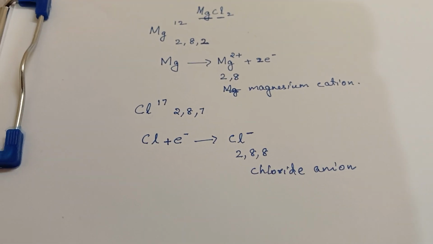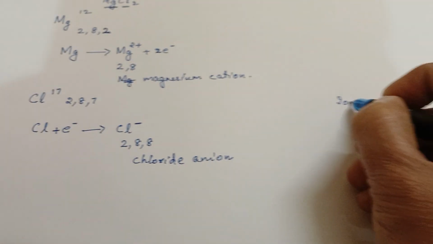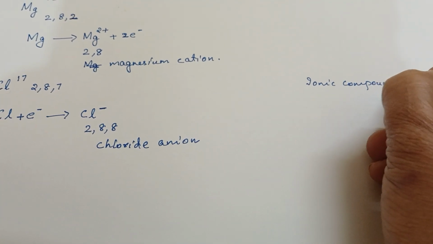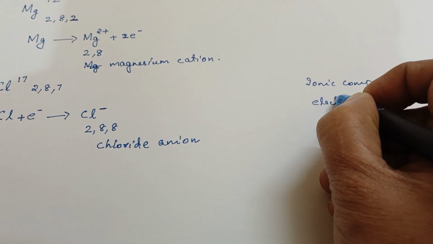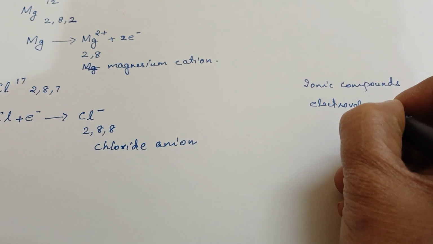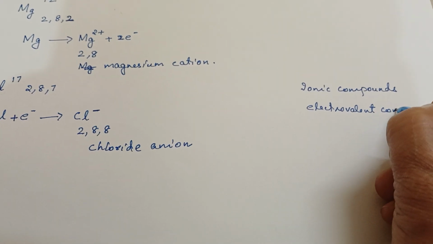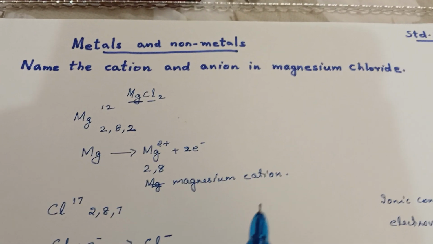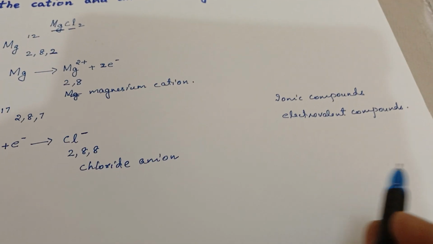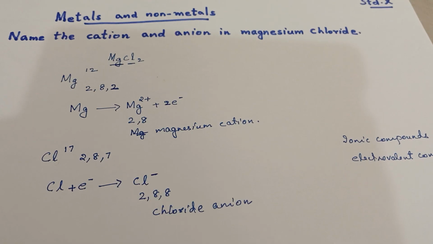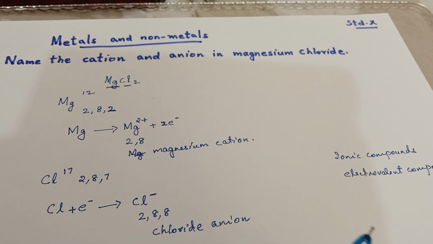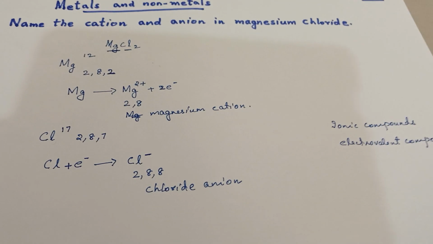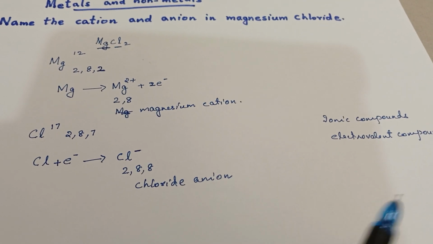The compounds formed in that way, by the transfer of electrons from a metal to a non-metal, are called ionic compounds or electrovalent compounds. So sodium chloride, magnesium chloride, all these are ionic compounds formed by the transfer of electrons from a metal to a non-metal, by the formation of a cation and the formation of an anion.